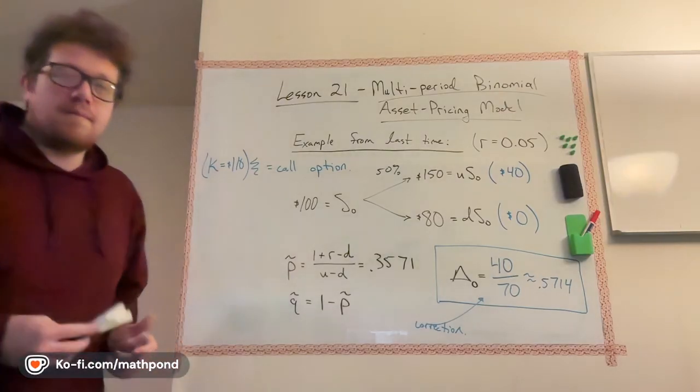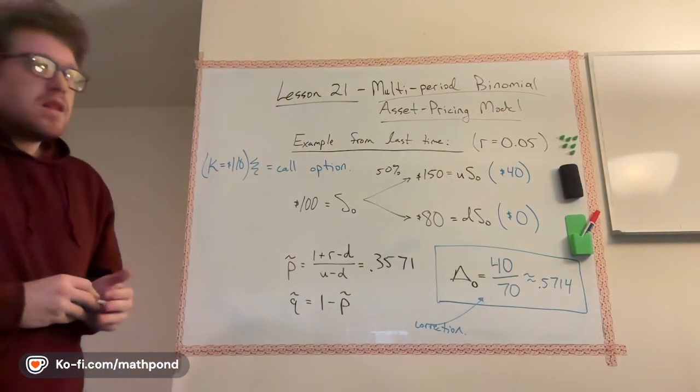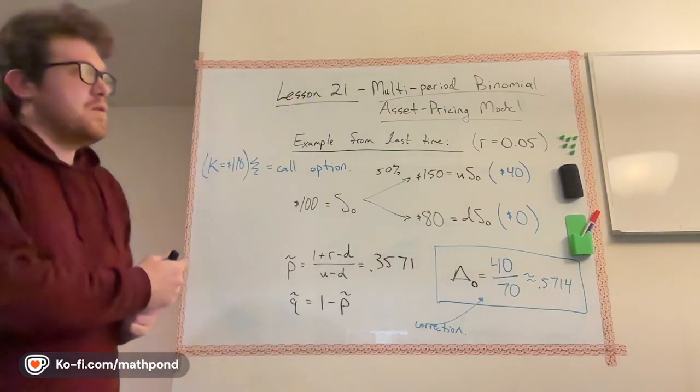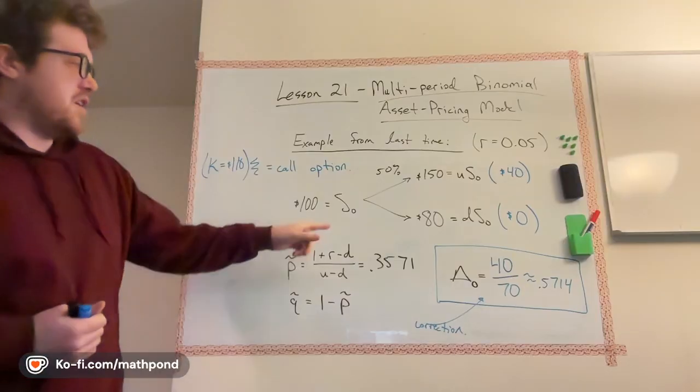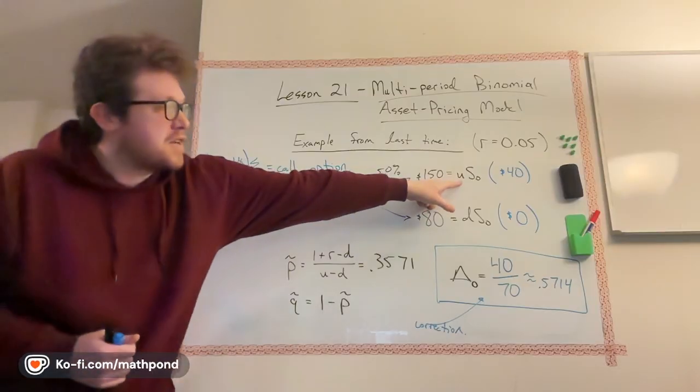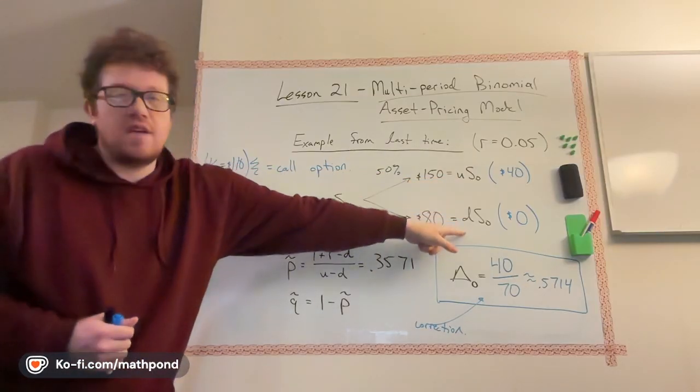Okay, so last time we were talking about this asset pricing model, where essentially in the one period model the stock can change by going up or down by some up factor or down factor, which we call U or D.